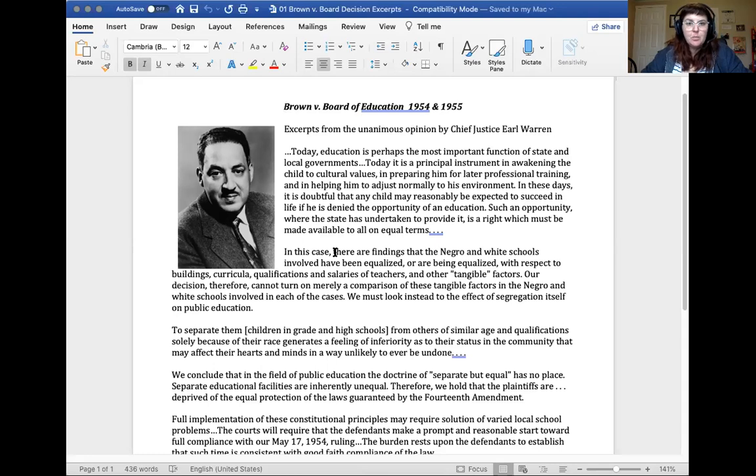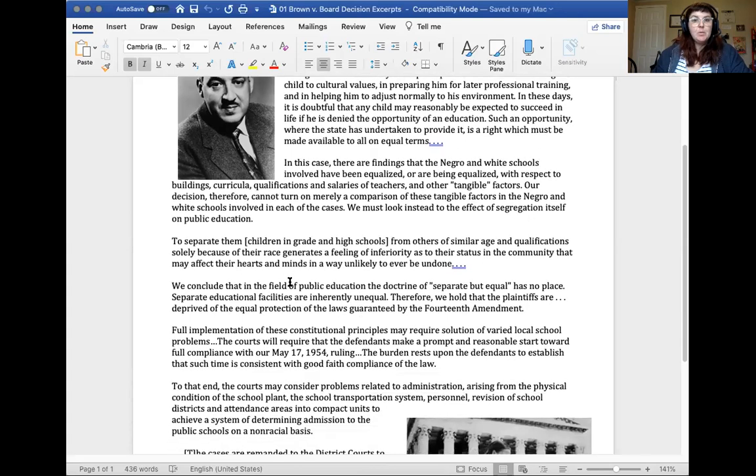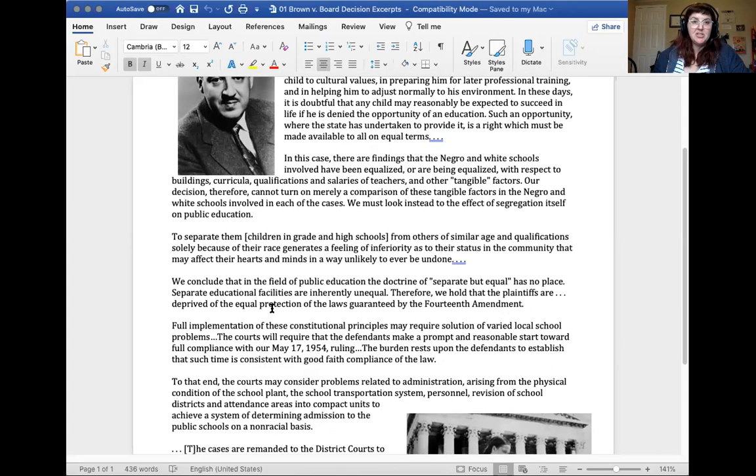Such an opportunity, where the state has undertaken to provide it, is a right which must be made available to all on equal terms. In this case, there are findings that the Negro and white schools have been equalized, or are being equalized with respect to buildings, curricula, qualifications, and salaries of teachers, and other tangible factors. Our decision, therefore, cannot turn on merely a comparison of these tangible factors in the Negro and white schools involved in each of the cases. We must look instead to the effect of segregation itself on public education.